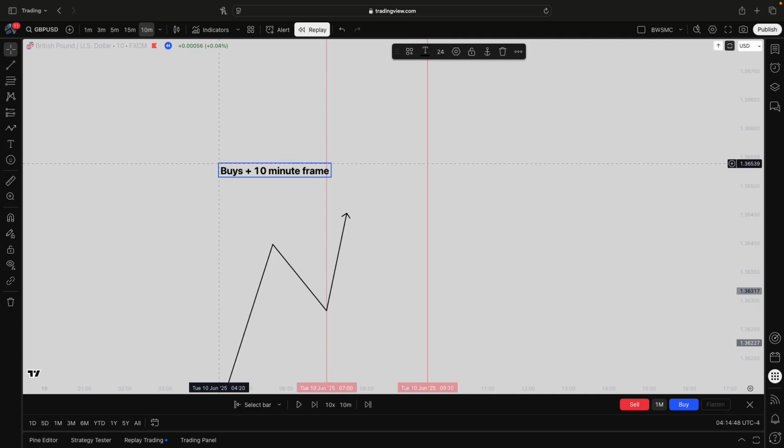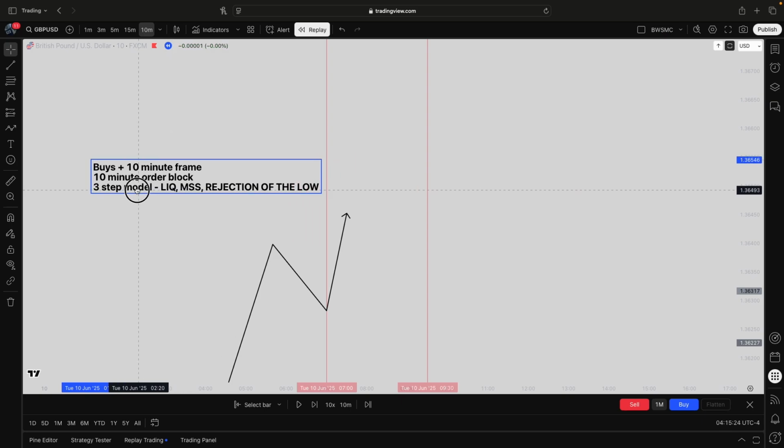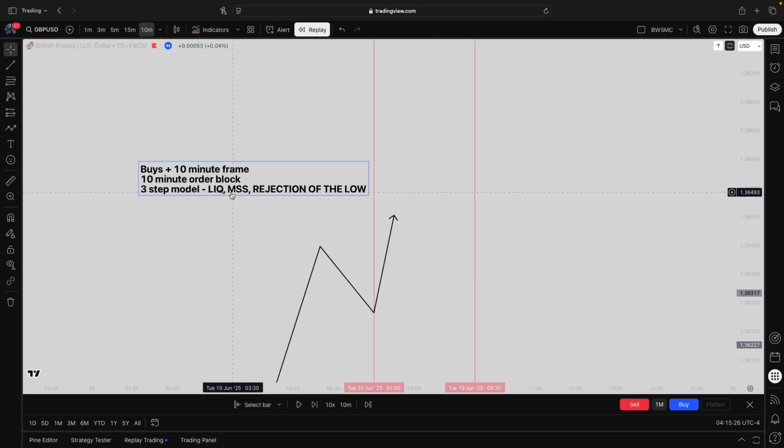So once we have the general information down, buys, 10-minute time frame, we want to look for a 10-minute order block. We want to be able to identify the 3-step model that includes liquidity. So 3-step model, liquidity, that would also be a MSS and rejection of the low. So once we're able to identify the 3-step model, we're basically good to go.